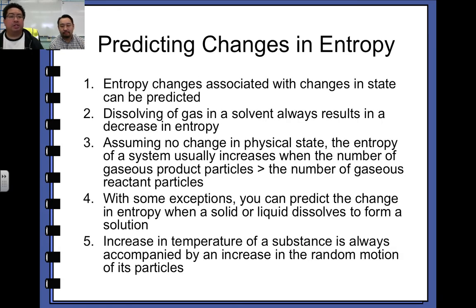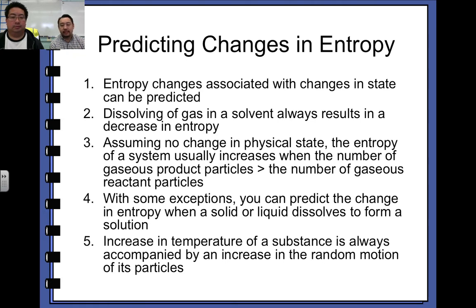How do we predict changes in entropy? Well, we can look at changes of state. So, for instance, you can go from a solid to a liquid. You have something that just sits there to something that can move around, and that's definitely more chaotic. So that's definitely an increase in entropy. For instance, if we dissolve a gas in a solvent, this is a decrease in entropy, because the gas particles are slowing down.